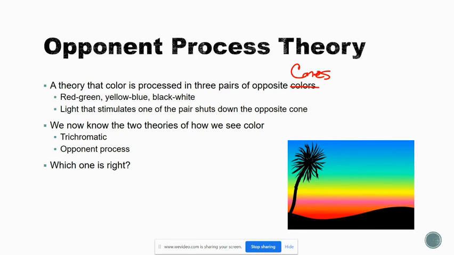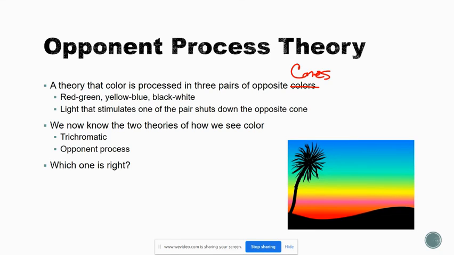So, light that stimulates one pair shuts down the opposite cone. Black light shuts down your white receptors. Think about if you stare at the moon and then look at a white wall. What would happen? It's going to turn black. Correct. Right. So which color theory is right?